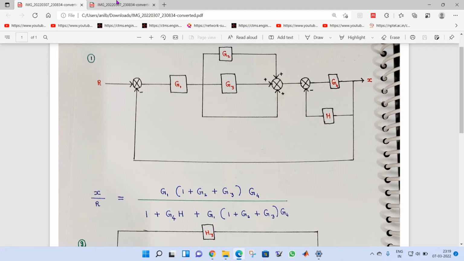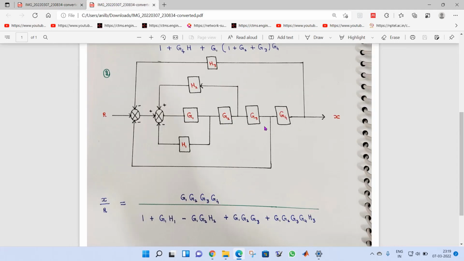Now coming to the second problem. In this block diagram I need to find the overall transfer function, output by input. Same concept: in the numerator I am going to write the forward path. What do I have in the forward path? G1 times G2 times G3 times G4. All are connected in cascade, so I have written G1 G2 G3 G4.